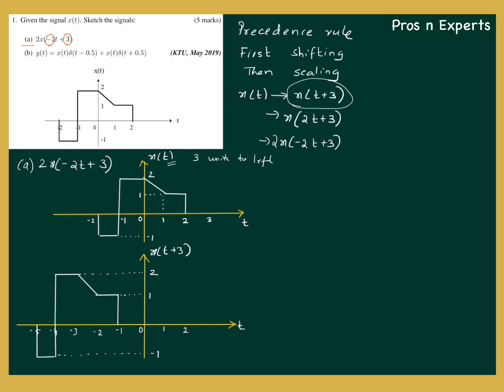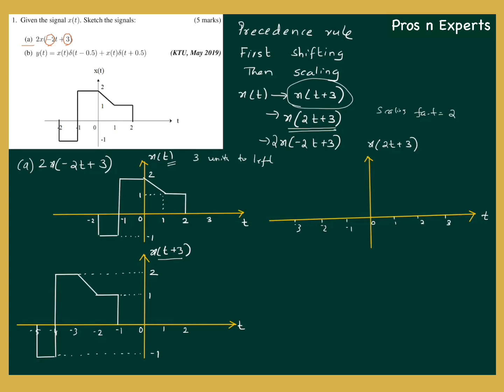Next we have to find out x of 2t plus 3. We have x of t plus 3 here. It is scaling by 2, so the signal should be compressed by 2 units. Whatever the amplitude at the t values, the same amplitude should be drawn at that value divided by 2. So the amplitude at minus 5 goes to minus 5 by 2, that is minus 2.5, somewhere here in x of 2t plus 3, because the scaling factor is 2.